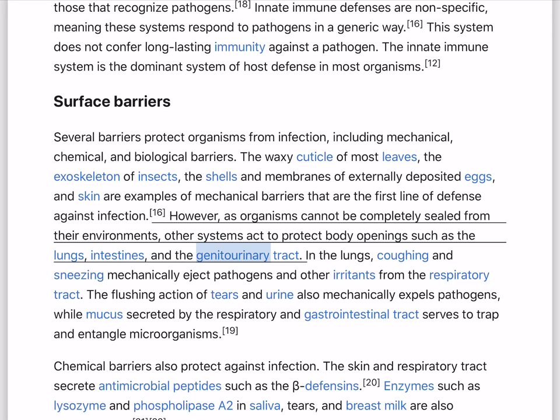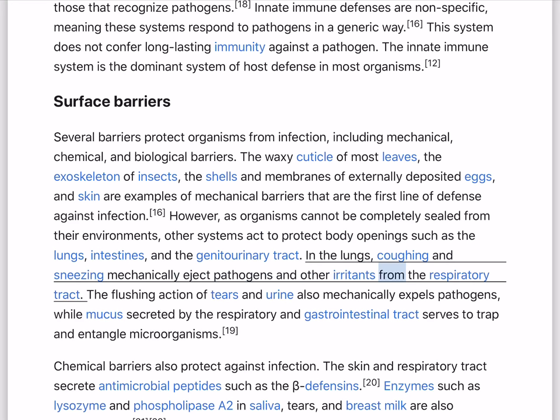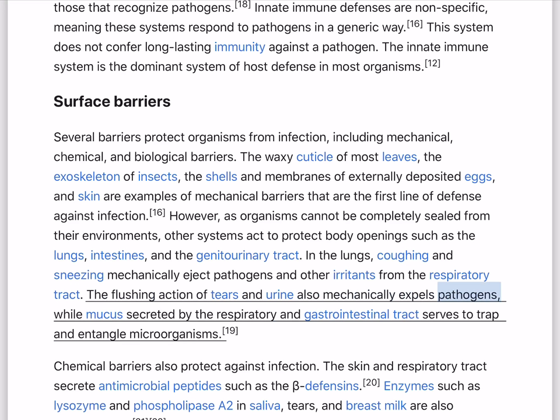In the lungs, coughing and sneezing mechanically eject pathogens and other irritants from the respiratory tract. The flushing action of tears and urine also mechanically expels pathogens, while mucus secreted by the respiratory and gastrointestinal tract serves to trap and entangle microorganisms. Chemical barriers also protect against infection.